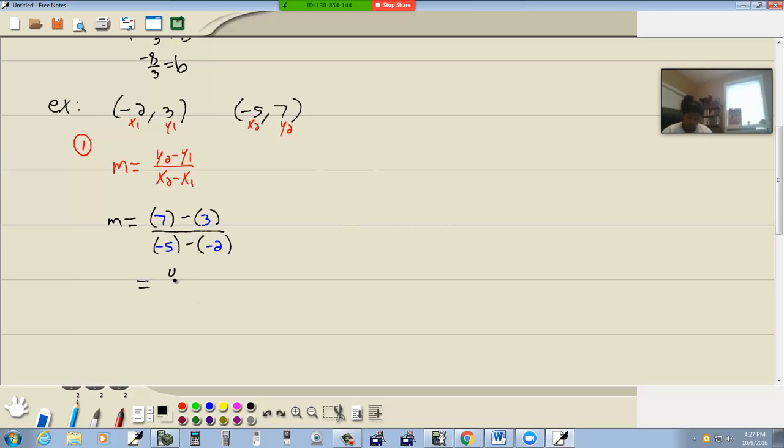7 minus 3 is 4. Down here we got a negative negative, which becomes positive, so negative 5 plus 2. Negative 5 plus 2 gives us negative 3. So that would be our slope.